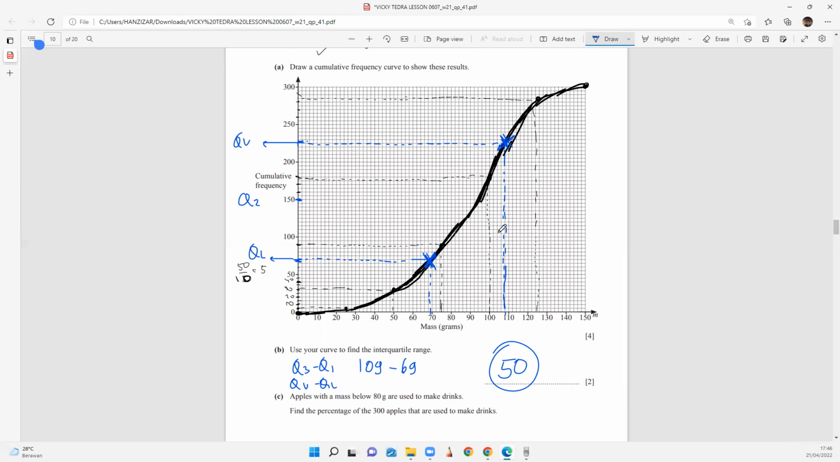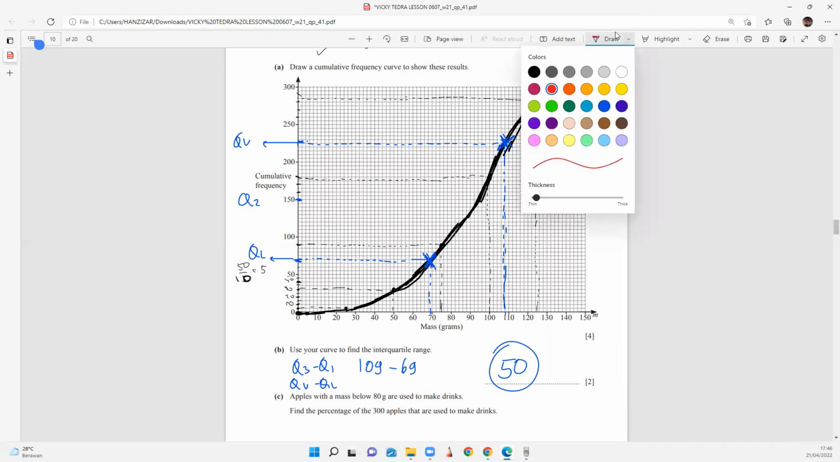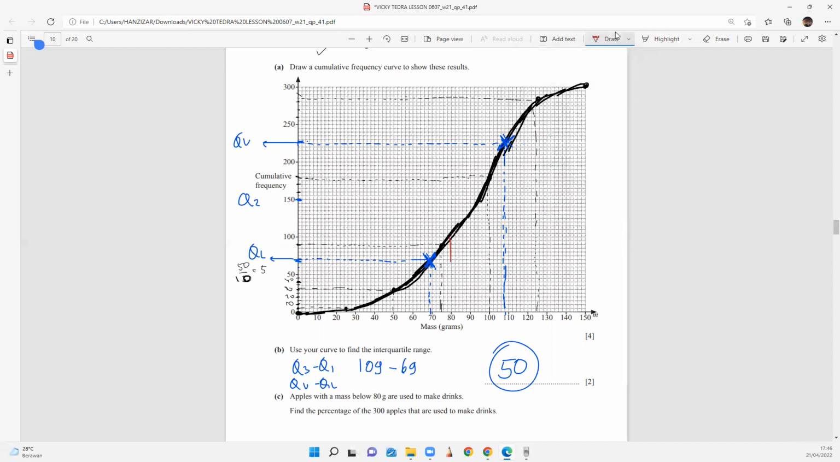Okay, apples. I use the red color right now. Apples with a mass below 80 grams, not 50, 80 grams, are used to make drinks. So if it is more than 80, it is not used at all. So less than 80. So this part, what I highlight, will be used to make a drink, right?